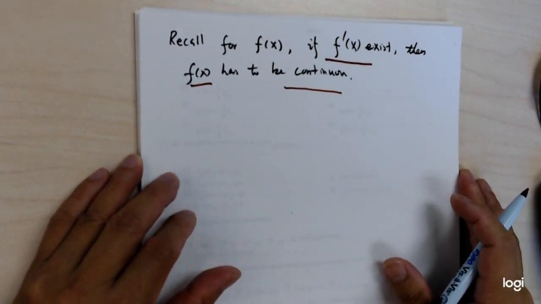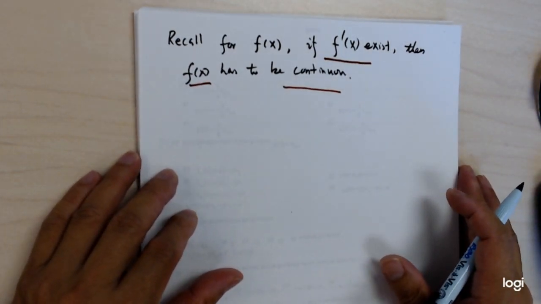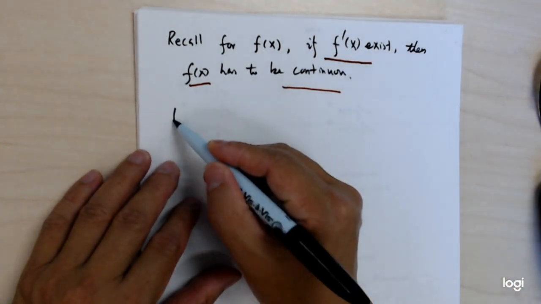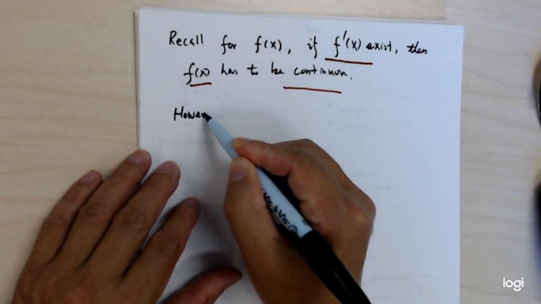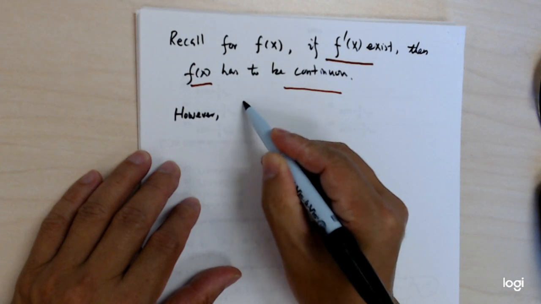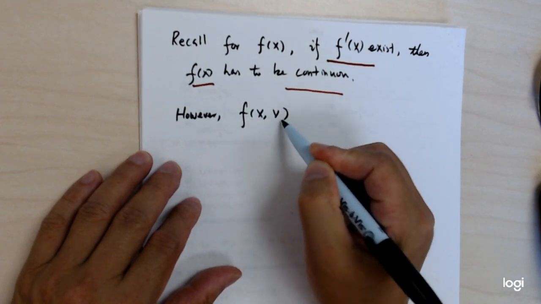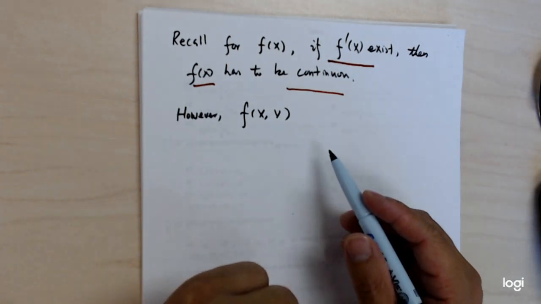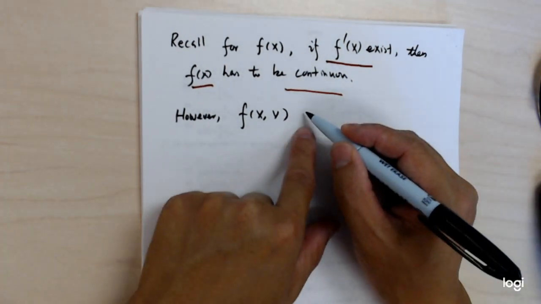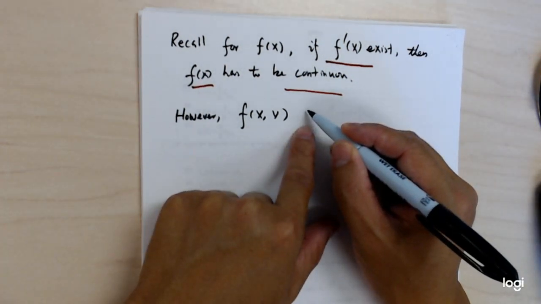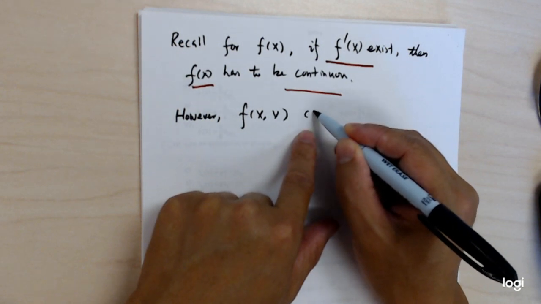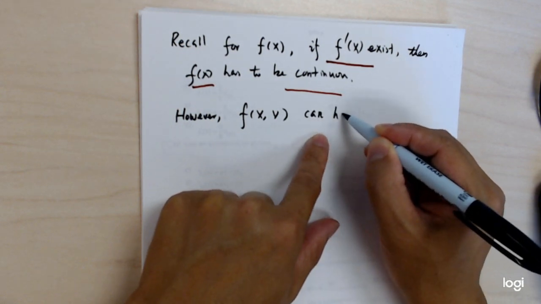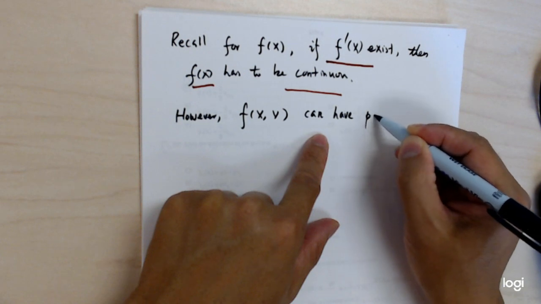For a function of two variables, however, this is a different story. For a function of two variables, let me just bring up this difference here. It can have partial derivatives.